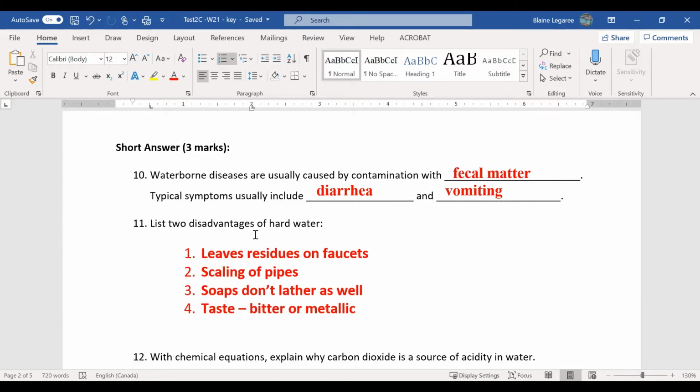bitter is really the word I was looking for. I would accept metallic as well. If you just said bad taste, I may have given you a part mark for that. But more details are always better.